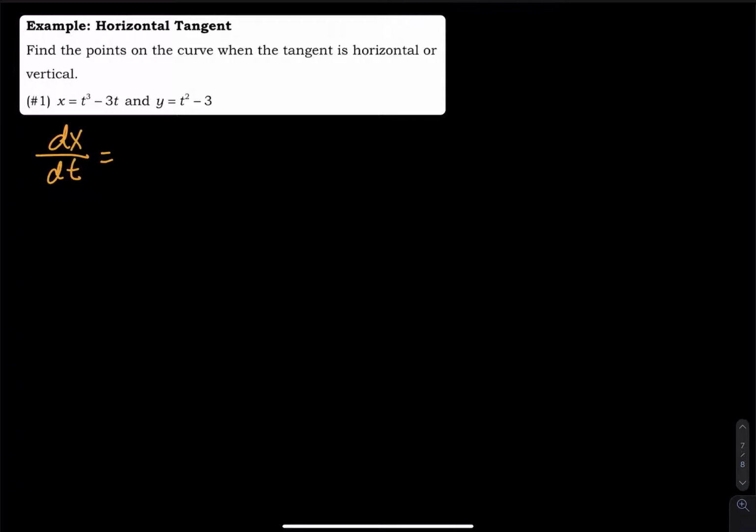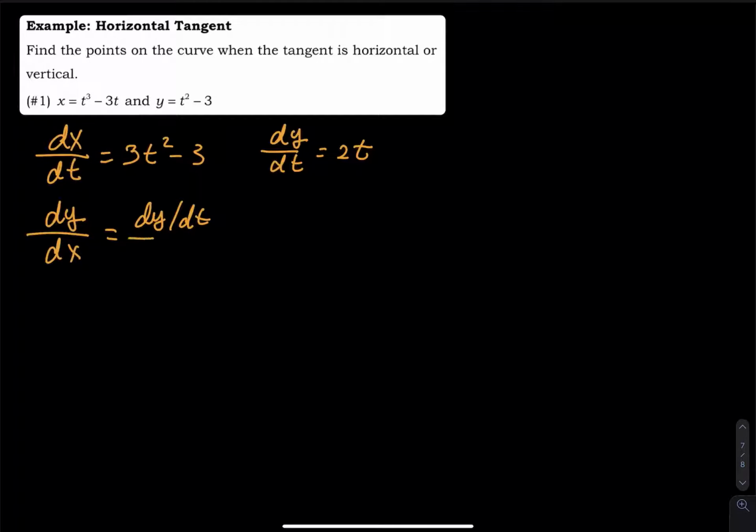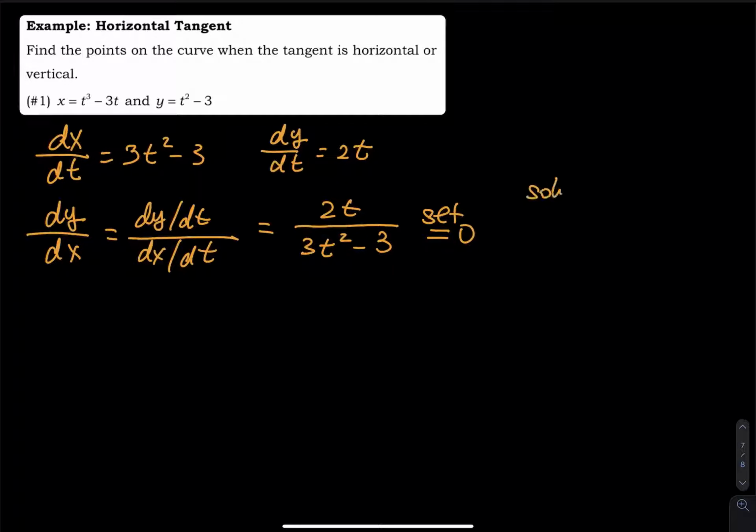This is dx/dt equals 3t squared minus 3, and then dy/dt equals 2t, and then dy over dx is equal to the derivative of y with respect to t divided by the derivative of x with respect to t. So you have 2t divided by 3t squared minus 3, and then horizontal tangent means the slope equals 0. The first derivative represents slope, so you have to set the first derivative equal to 0, and then you have to solve for t.